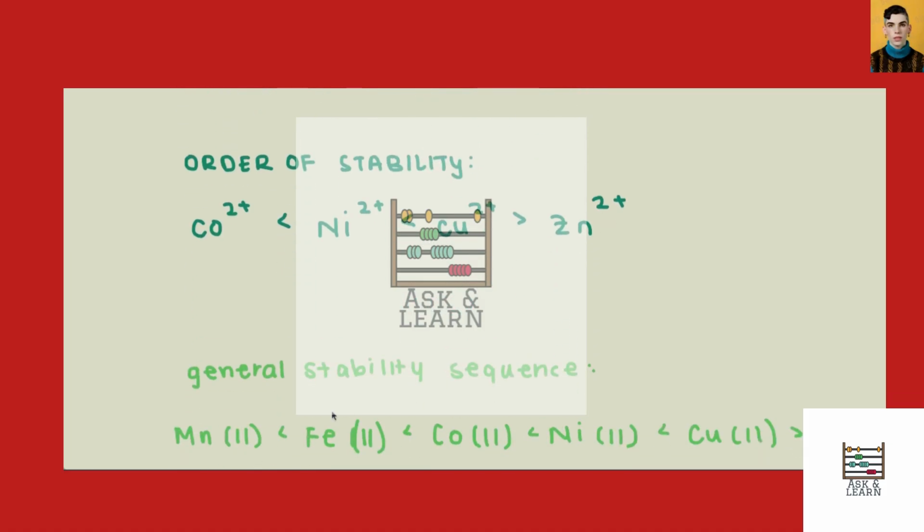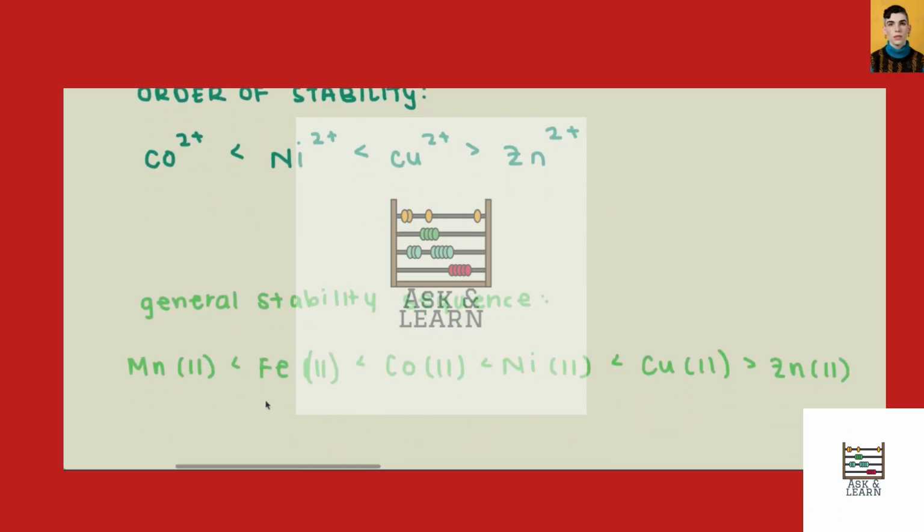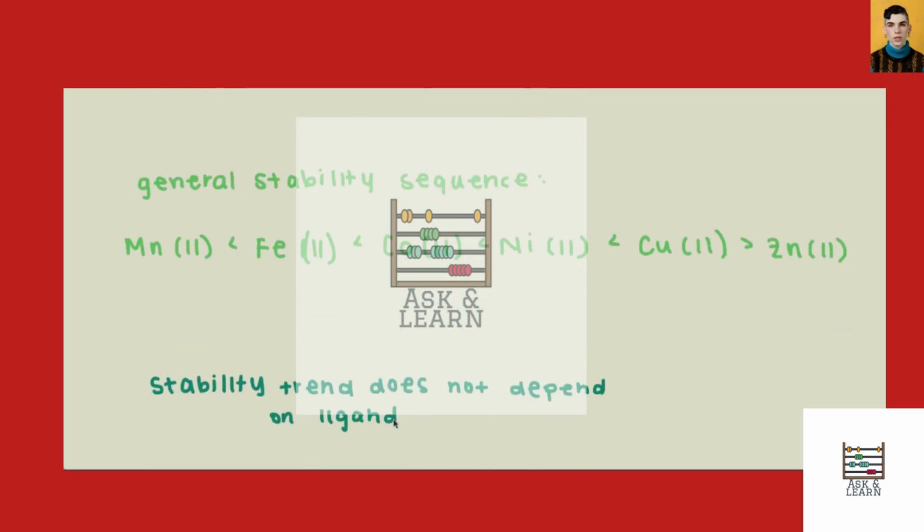And then we can use the sequence of general stability of about 5 or 6 metal ions. And what we find is that manganese 2 is less stable than iron 2, which is less stable than cobalt 2, which is less stable than nickel 2, which is less stable than copper 2, but copper 2 is more stable than zinc 2.